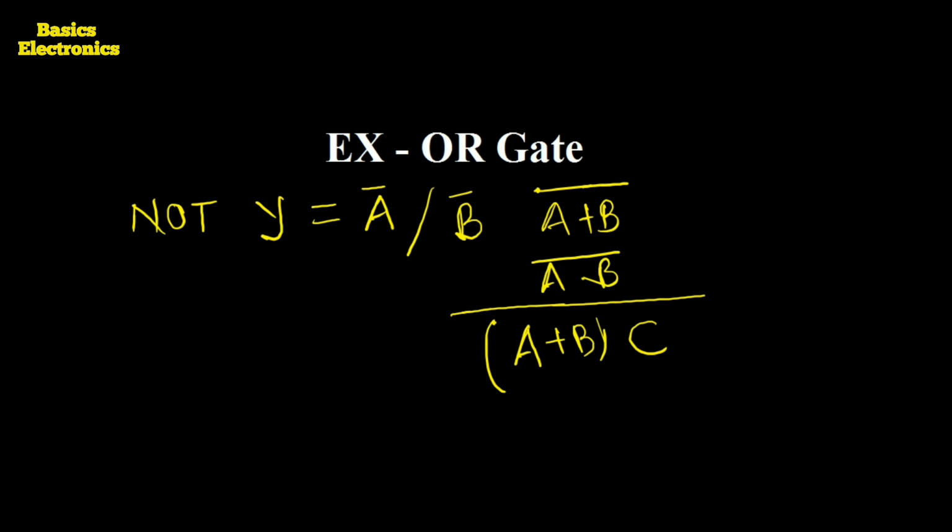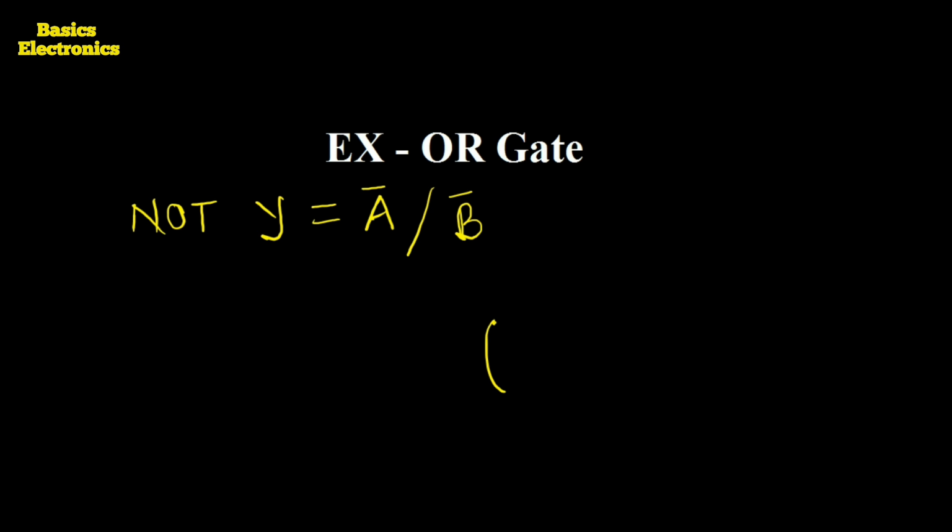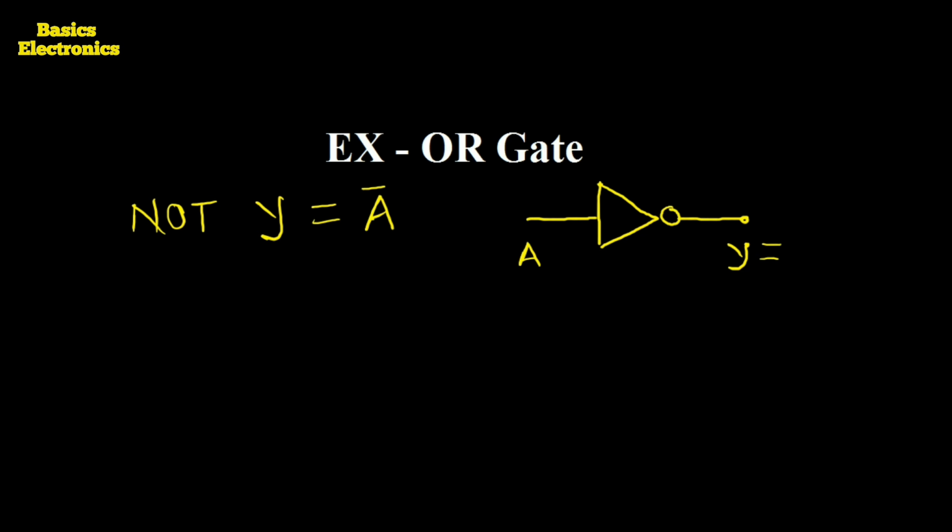So whatever input we apply to the NOT gate, its output is inverted at the output side, so that's why this gate is called an inverter gate. Now this inverter symbol is like this: there is one triangle and one bubble, and the output is y. The NOT gate has a single input and a single output. If the input is a, then its output becomes y equals a complement.